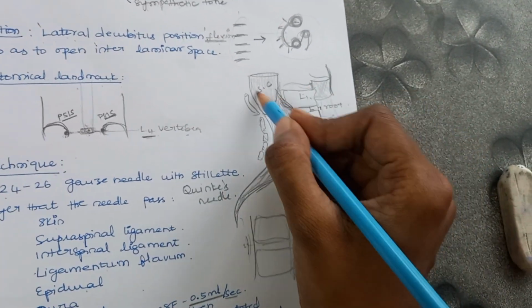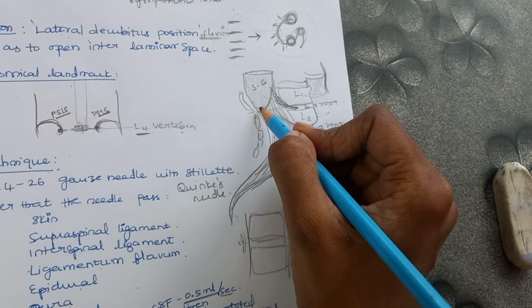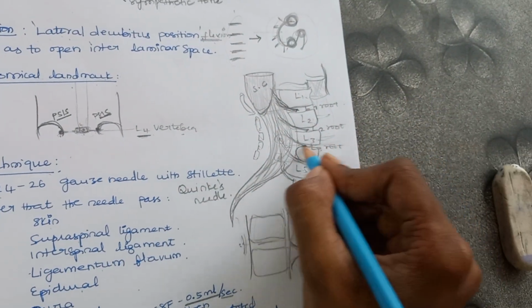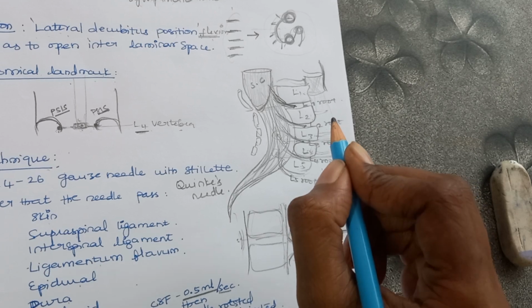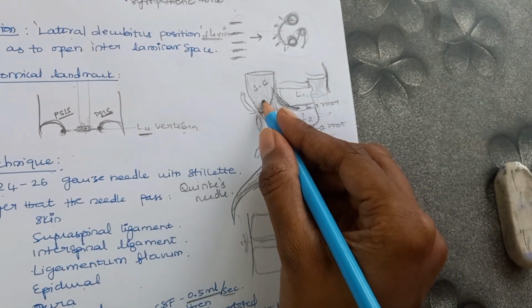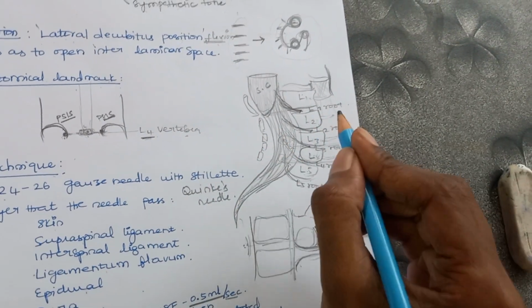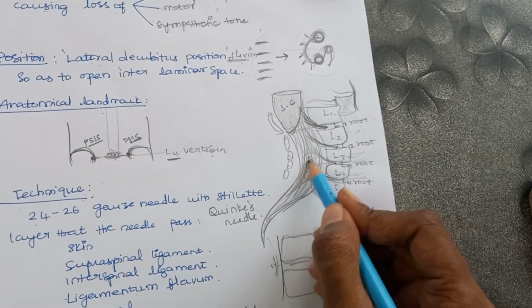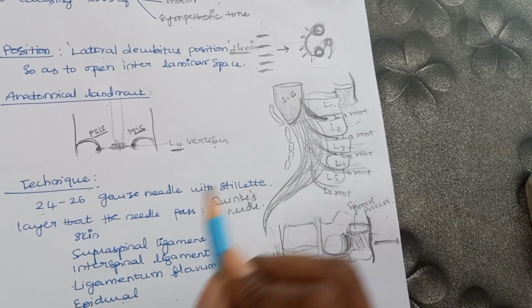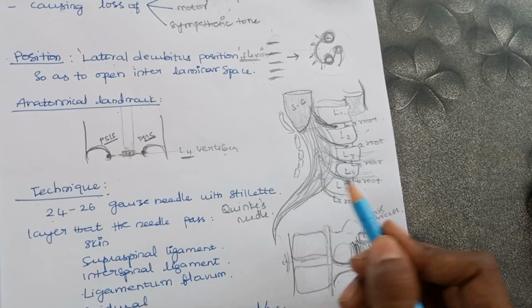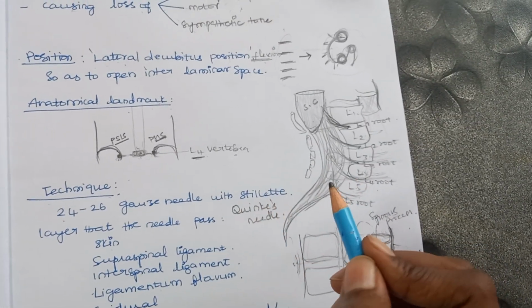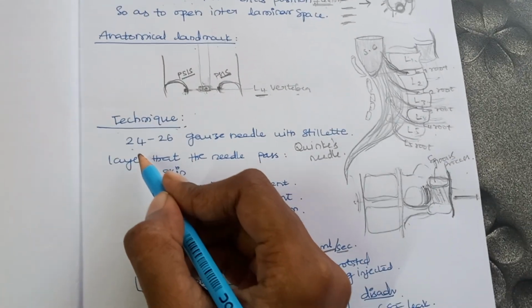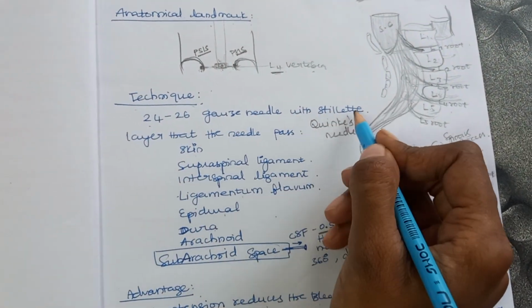See, this is the spinal cord. Spinal cord ends at the level of L1, but we are injecting the needle lower, so we are not causing any damage to the spinal cord. Spinal cord is safe. After injecting this anesthetic, all the nerve roots will get anesthetized, and no sensation, no motor function and no sympathetic tone will be there. The technique is a 24 to 26 gauge needle.